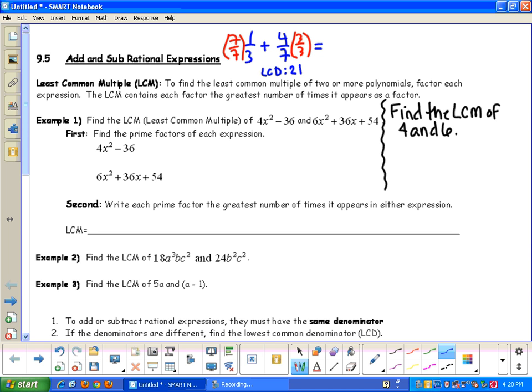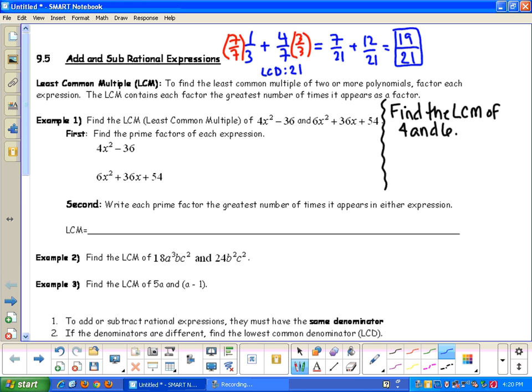So this would be 7 times 1 is 7 over 21 plus 12 over 21. And then when you're combining fractions, you take the numerators and add them together. So 12 plus 7 is 19 over your least common denominator, which is 21. That doesn't simplify at all, so that's my solution.